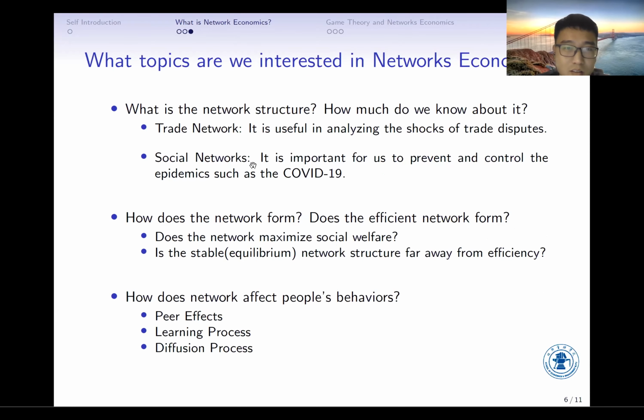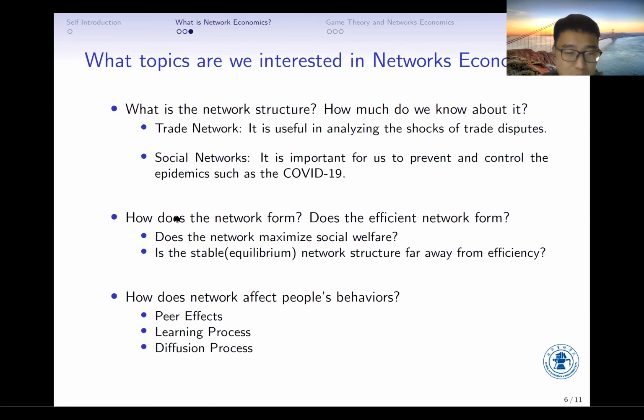And what are people interested in network economics? I think the following three are very important. The first is, what is the network structure, and how much do we know about it? For example, if we know the trade network in detail, it's useful in analyzing the shocks of trade disputes.